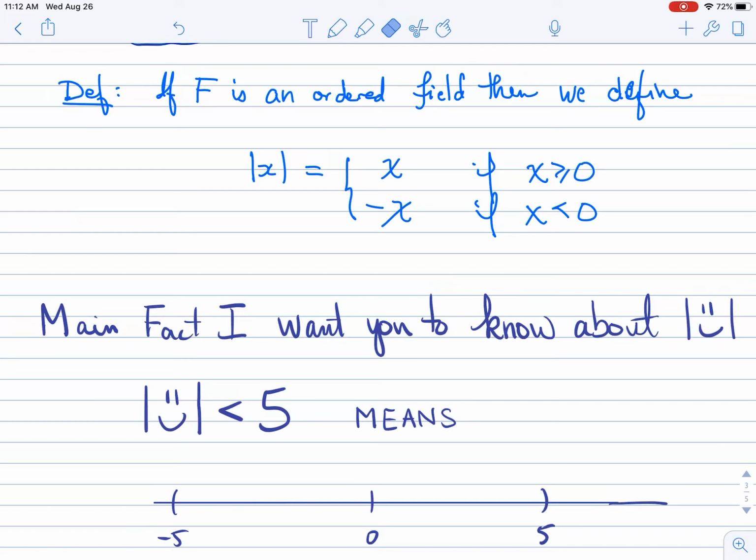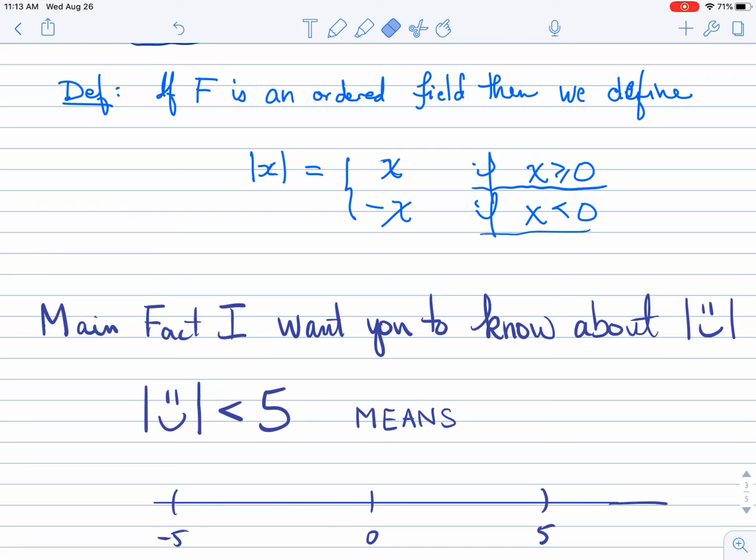And so I've written that out here in just a little bit more detail. So if we have an ordered field, the absolute value of an element, well, if that element is positive or 0, then we just take that element. So the absolute value of 5 is just going to be 5. And if that number happened to be negative, then we're going to negate it, right? So the absolute value of -5 is going to be -5 with a negative in front of it, right? Which of course is equal to 5.